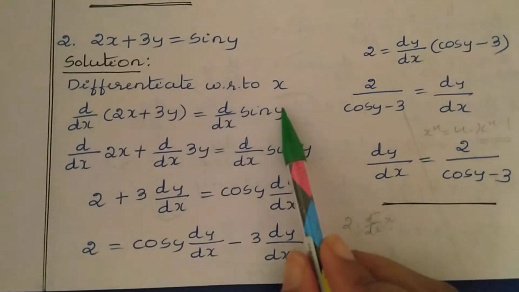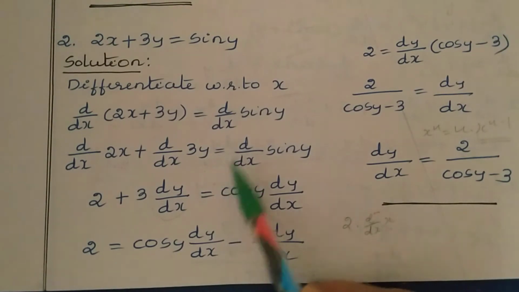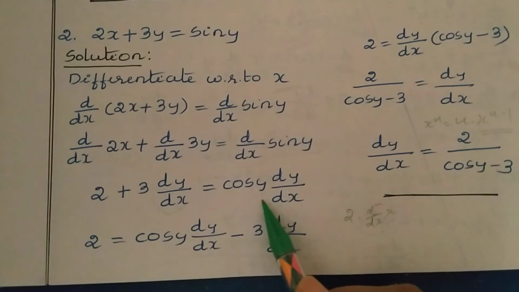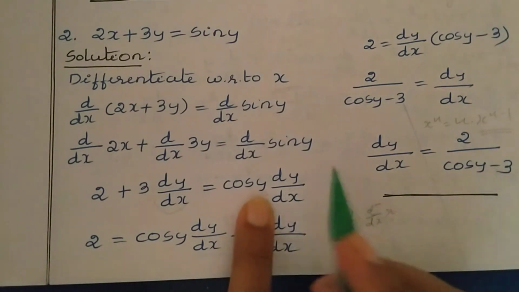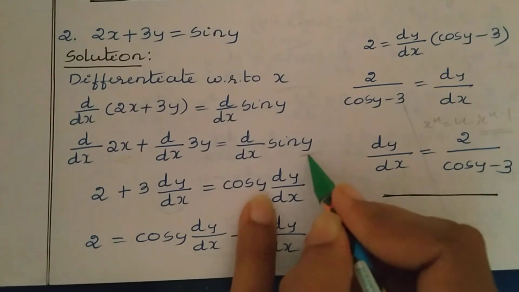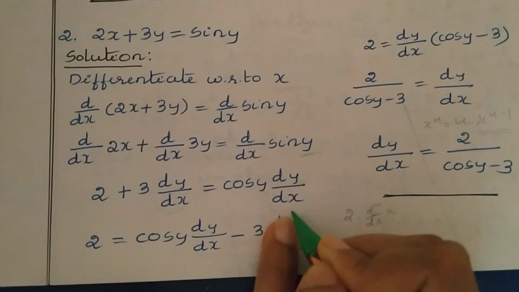As now we are differentiating with respect to x, you have to write it like this: is equal to the derivative of sine y. See, the derivative of sine y is cos y. Again further, see, we have y, so you need to find the derivative of this also. So d by dx of y, that is nothing but the chain rule.